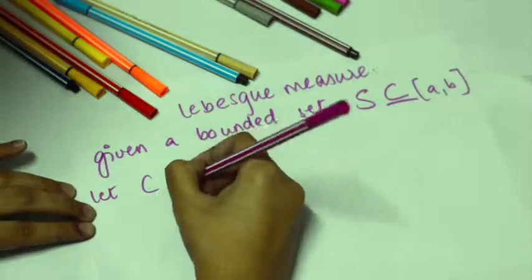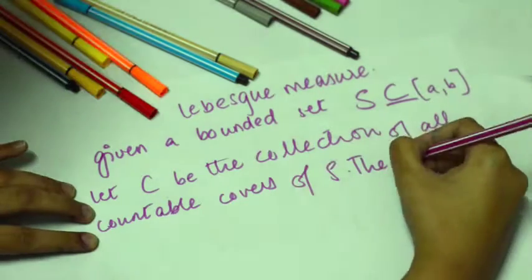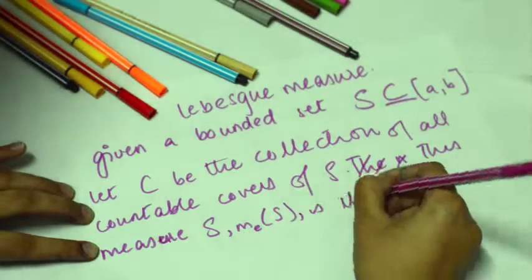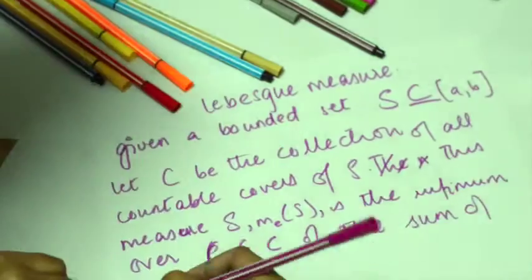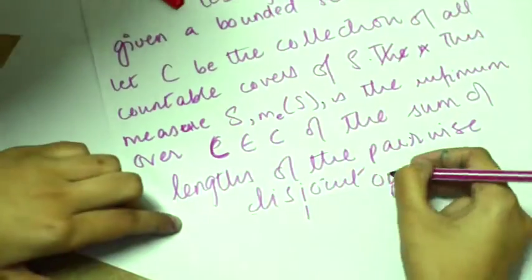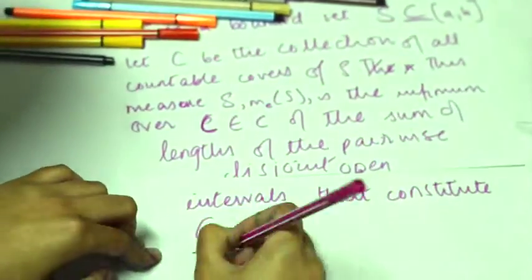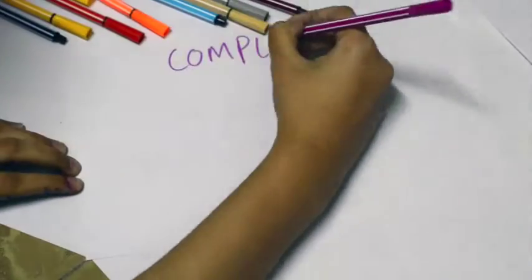Definition of this measure is that given a bounded set S that is a subset of A and B, let C be the collection of all countable covers of S. The measure of S is the infimum over C of the sum of lengths of the pairwise disjoint open intervals that constitute C. Measure of S equals infimum of measure of C.